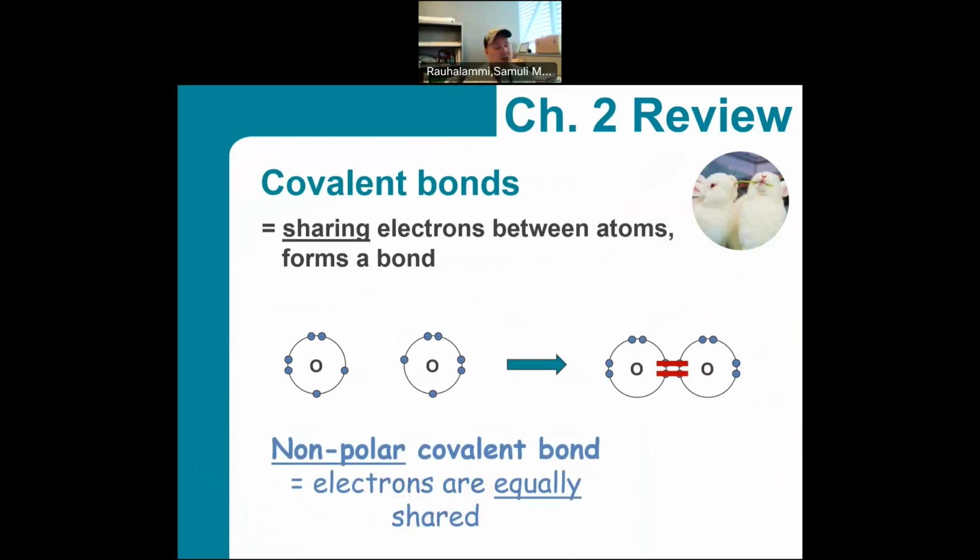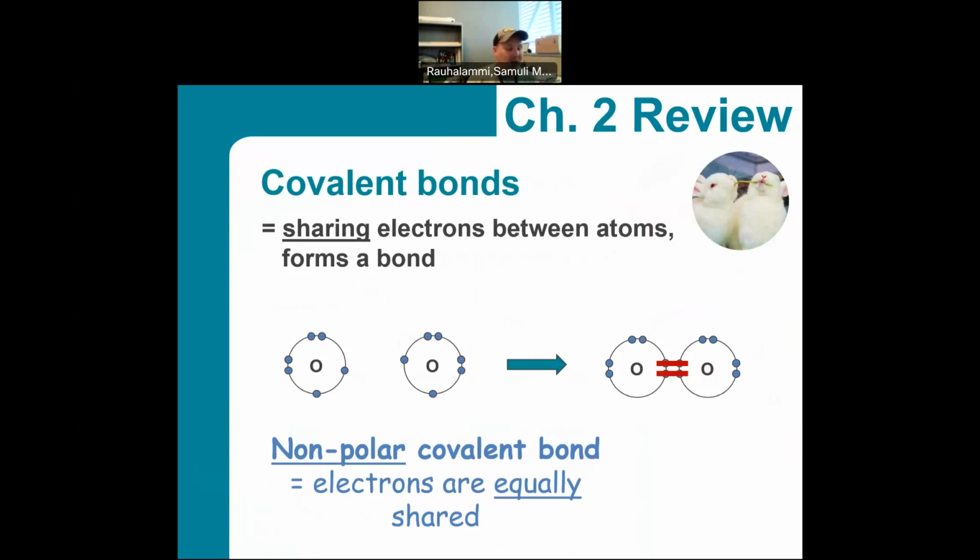We have situations where these electrons are equally shared between the two atoms that form that molecule. So these electrons spend just as much time with that first oxygen as they spend with the second oxygen. So in these cases where the electrons are shared equally, we talk about non-polar covalent bonds.